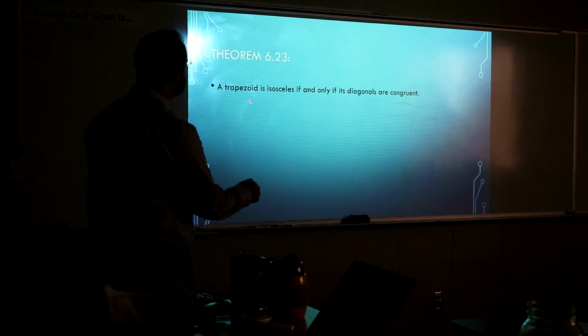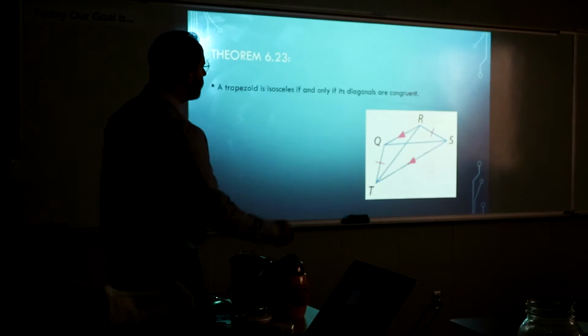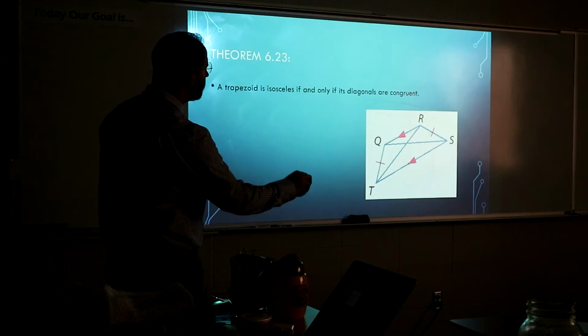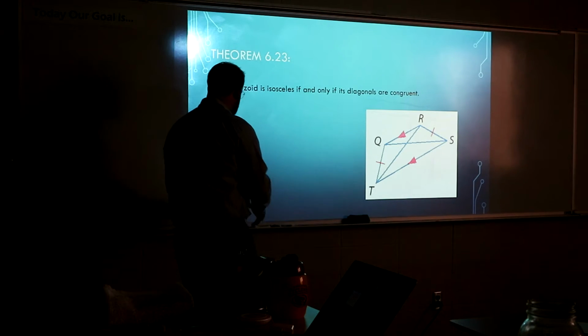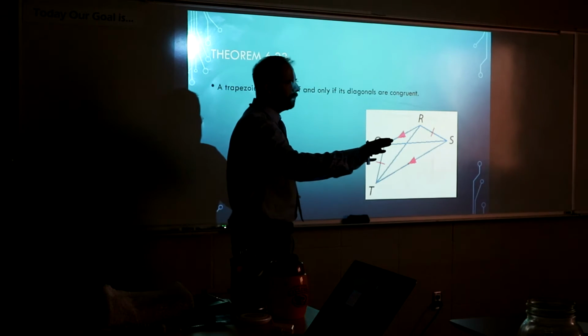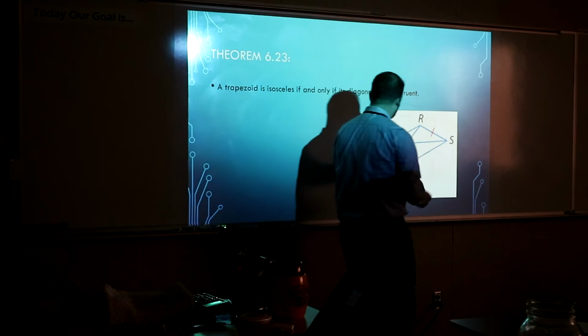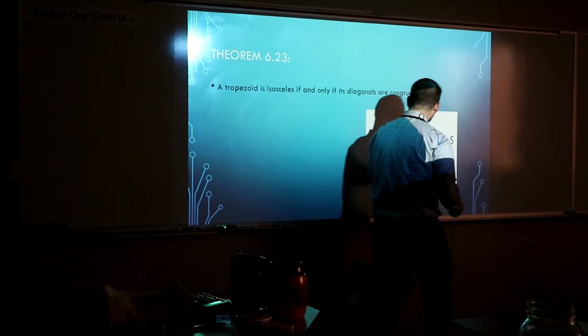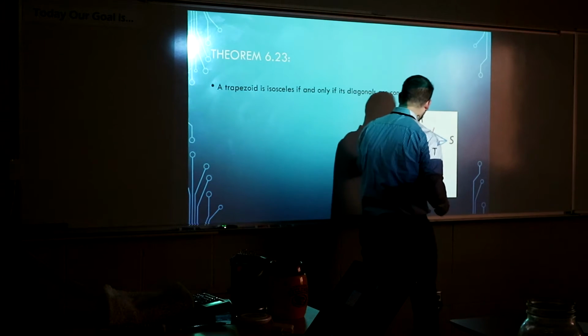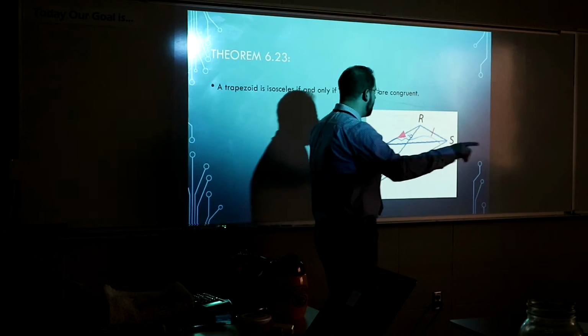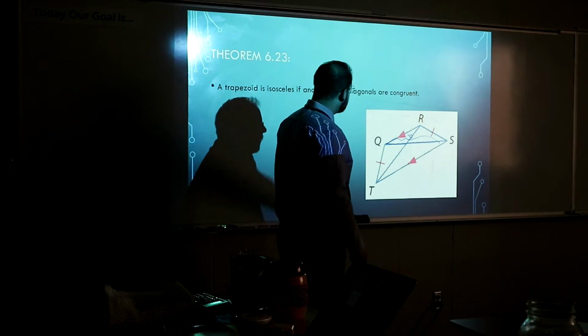Okay, now the new one we had as of yesterday, we had 6.23. If a trapezoid is isosceles, the diagonals are equal. So in this picture, QS is the same as TR. So somebody make up a random number. 40? Okay, sorry, there's two numbers at the same time. Okay, so let's say this whole stick here is 40. The whole stick, Q to S, that's all 40. Then what's T to R?